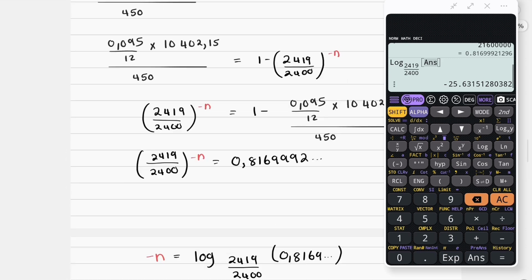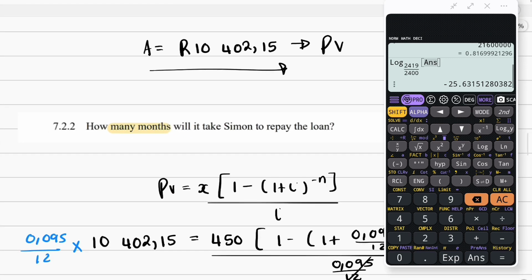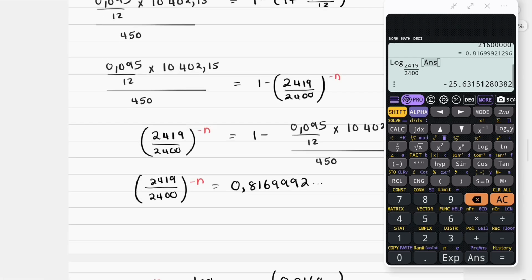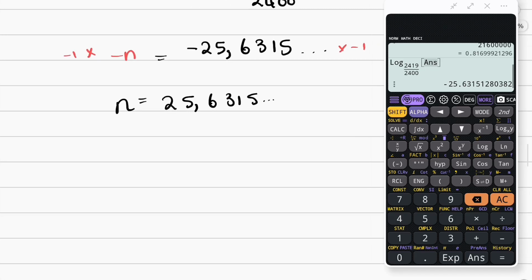Now, let's just see what the question specifically said. It said, how many months will it take Simon to repay the loan? Looking at this, if you say it takes 25 months, that's not true, because of this 0.631512. You see, this is still a payment that you have to make.